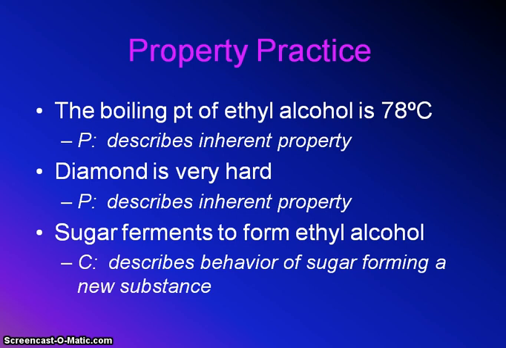Finally, this is just a little review of a couple examples of identifying properties. So the first situation here, the boiling point of ethyl alcohol is 78 degrees Celsius. Well, that boiling point is a physical property. It's describing something that's inherent about ethyl alcohol. Diamond is very hard. Okay, again, that's going to be a physical property. We didn't have to do anything to that diamond except touch it to know that it's very hard.